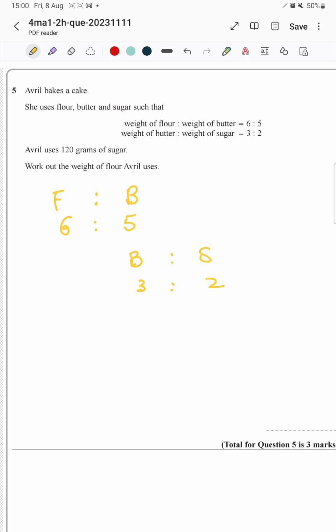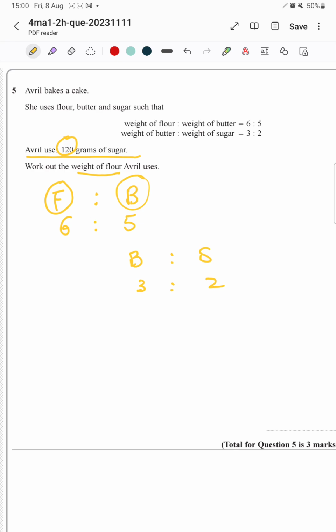See, in exam if you are using symbols like F, B, you have to tell what they mean. Now we are given that Avril uses 120 grams of sugar. Work out the weight of flour. So if we need to find the weight of the flour, I need to know the quantity. How much is the total quantity? We are given the sugar used is 120 grams. So let's see how we can solve this question.